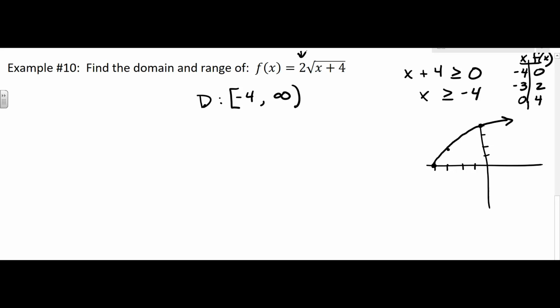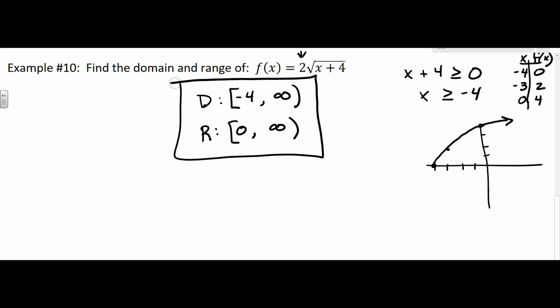And you can see then what the range is going to be. So the domain we kind of knew because of the restriction, -4 to infinity. The range, though, in this case, is going to be from 0 to infinity. Now you may have guessed that, but things can make the graph change, and so you might want to do a little graph to see exactly what the range is. Okay.